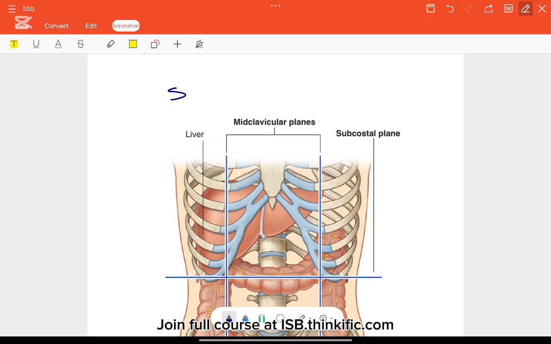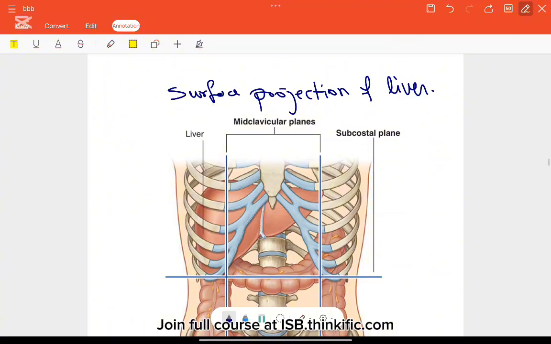It's one of the most important topics, surface projection or anatomy of liver. So it's very useful, especially in the context of the exam. They usually ask you about it in the context of penetrating injury to the abdomen and lower chest. At which particular point or location would you say liver injury can be there?